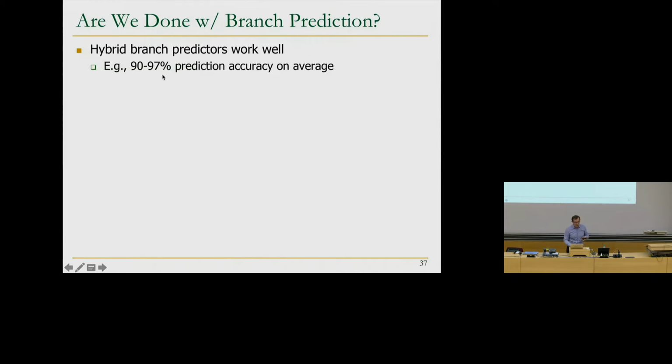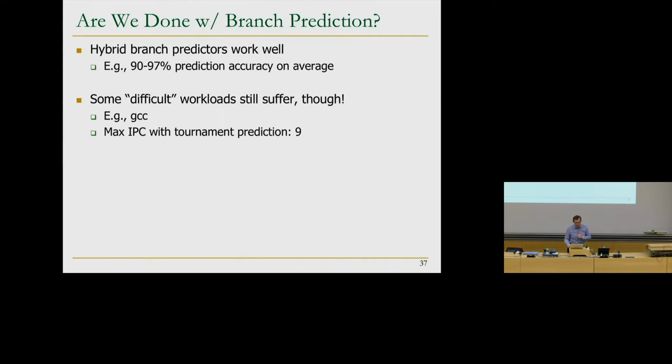Hybrid branch predictors actually work well. For example, they see 90 to 97% prediction accuracy on average, but some difficult workloads still suffer. For example, for a compiler that many of you may use, GCC, the maximum IPC with tournament prediction with the previous predictor is 9, assuming you have all of the other bottlenecks sorted out somehow, you don't have data dependencies. But if you actually could perfectly predict branches, you could go up to 36. This is assuming a machine model that actually can execute many, many instructions per cycle. You don't have bottlenecks.